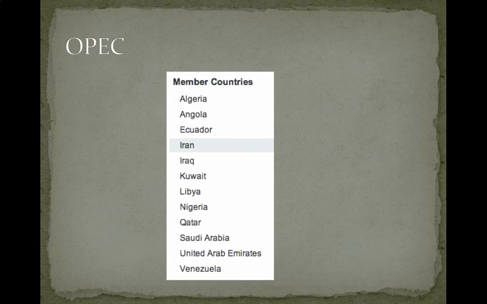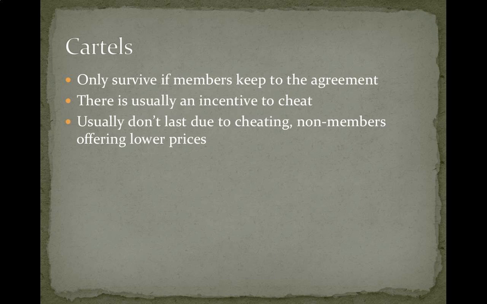And these are actually the member nations of OPEC. You don't need to memorize them, but I thought you might be interested. All of these countries, and there are 12 of them, make up OPEC. And they really are the driving force behind gas prices because they control, for the most part, the oil industry.